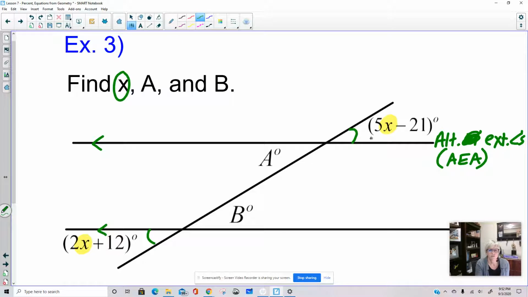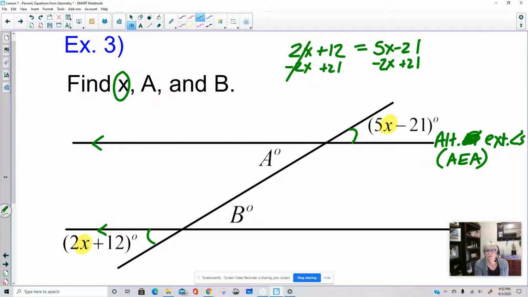Let's go ahead and finish that. I'm going to put my x's on the right, and I'm going to move my constants to the left, giving me 33 equals 3x. Therefore, x is 11. Okay, so we solved for x. x is 11. Now let's solve for a and b.